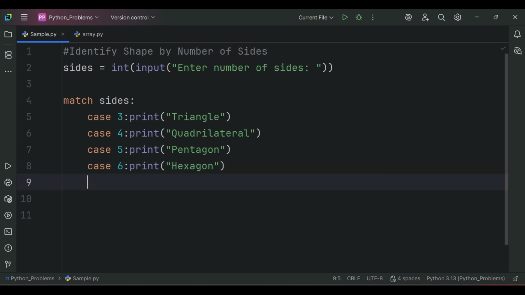Next, suppose 7 lines are there, that means septagon; 8 lines means octagon; 9 lines means nonagon. Likewise, we have so many names, and these names are coming from Greek words. Here, octa. In our calendars also, October, November, these names are coming from Greek only.